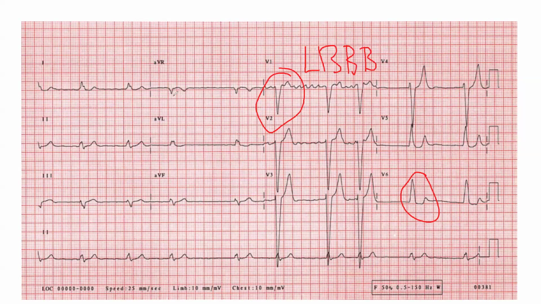Axis? Okay, so for the axis, we look at lead one and AVF. On lead one, it looks to be positive, and lead AVF is equiphasic. Sorry, it's zero. So the axis is 0 degrees. Very good, finally. I'm happy. Okay, good. Now let's move on.